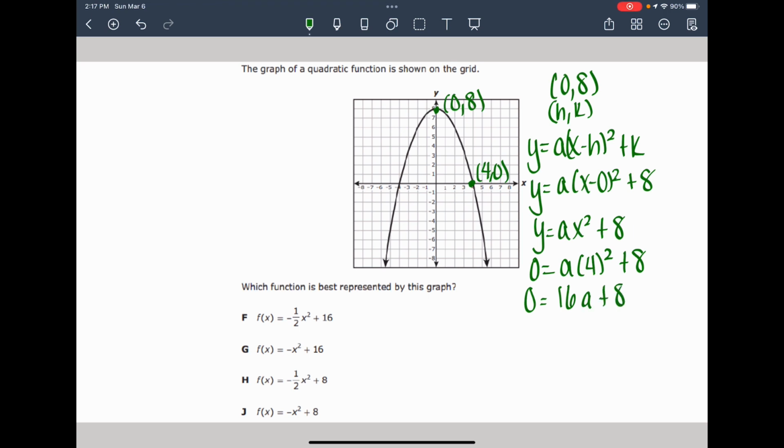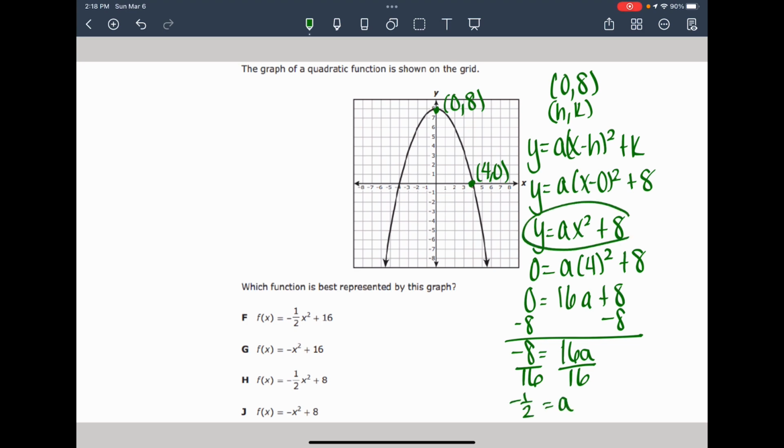So now I need to solve this equation for a. So I subtract 8 from both sides, and that gives me negative 8 equals 16a. Now if I divide both sides by 16, I can solve for the value of a. So that gives me negative 1/2 equals a.